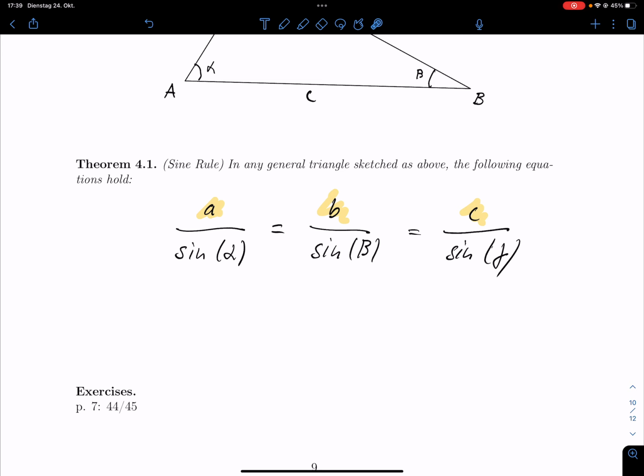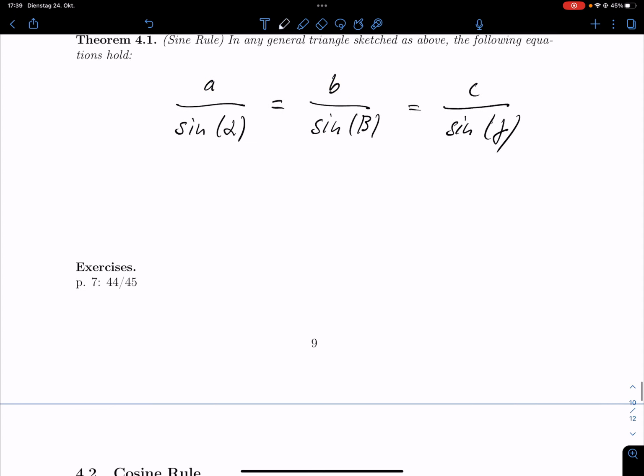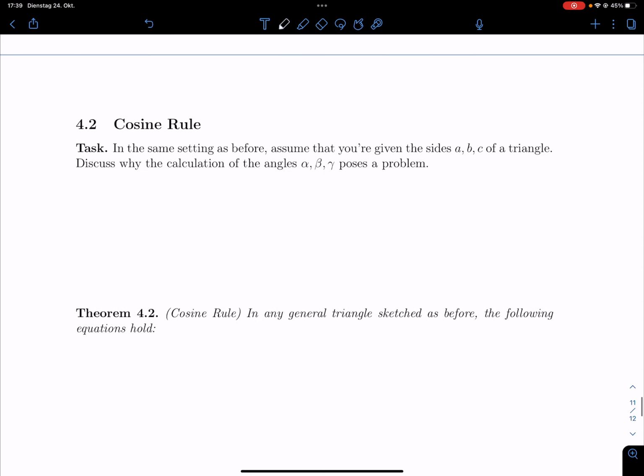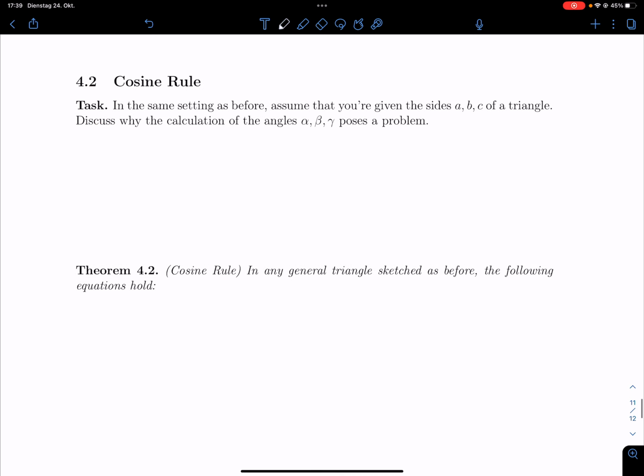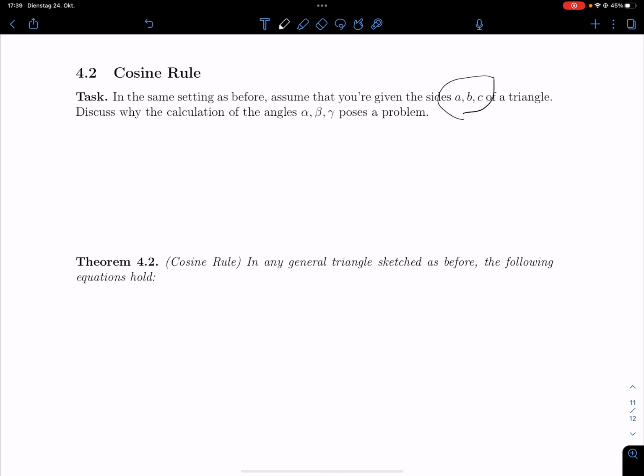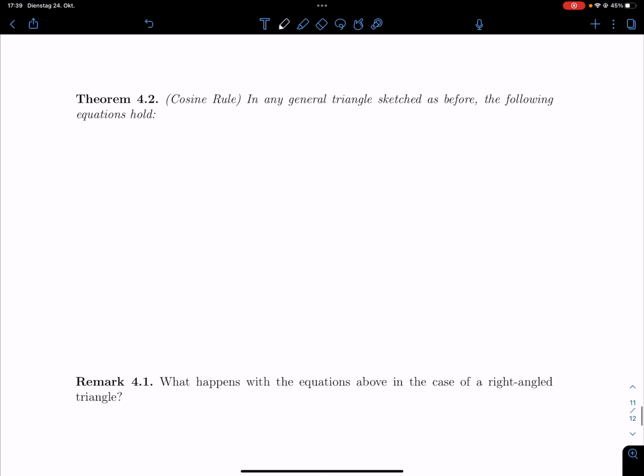Note that no matter what equation I take, if I take this one here, alpha and beta are unknown. If I take this equal to that, alpha and gamma are unknown, and here beta and gamma are unknown. So I always end up with one equation but two unknowns, and that's just not solvable. So that would be the answer to this task here. It's just not possible to calculate alpha, beta, and gamma with the sine rule if you're given the sides A, B, C. And that's why we have the cosine rule.